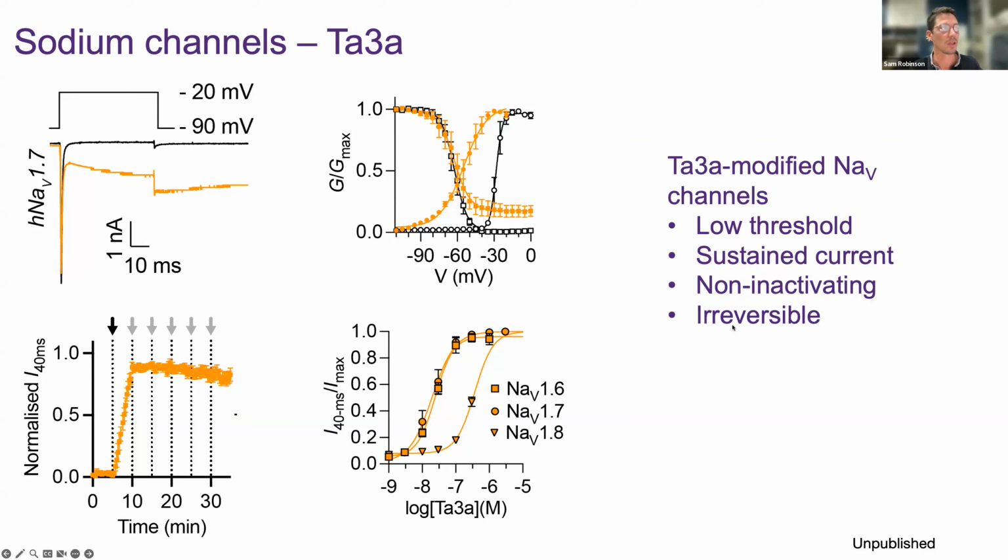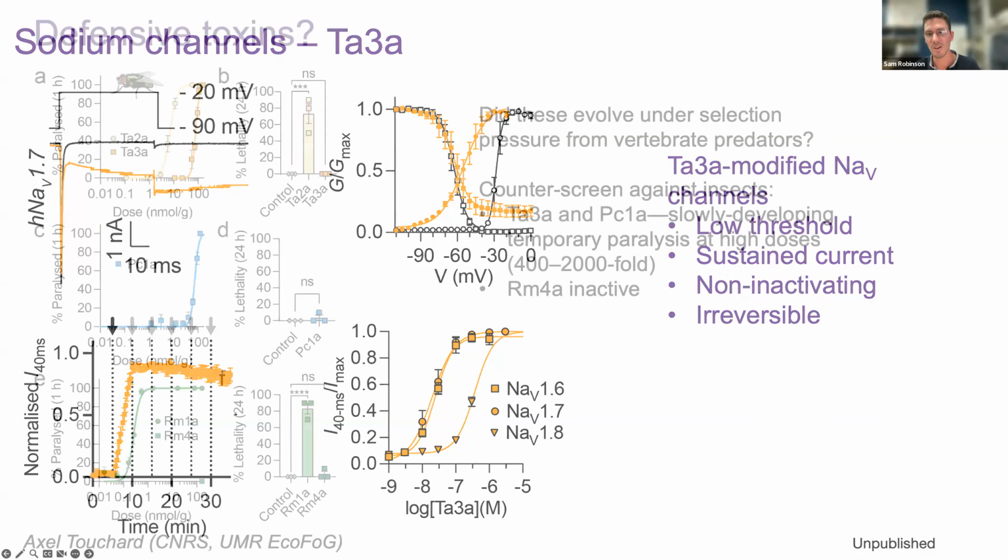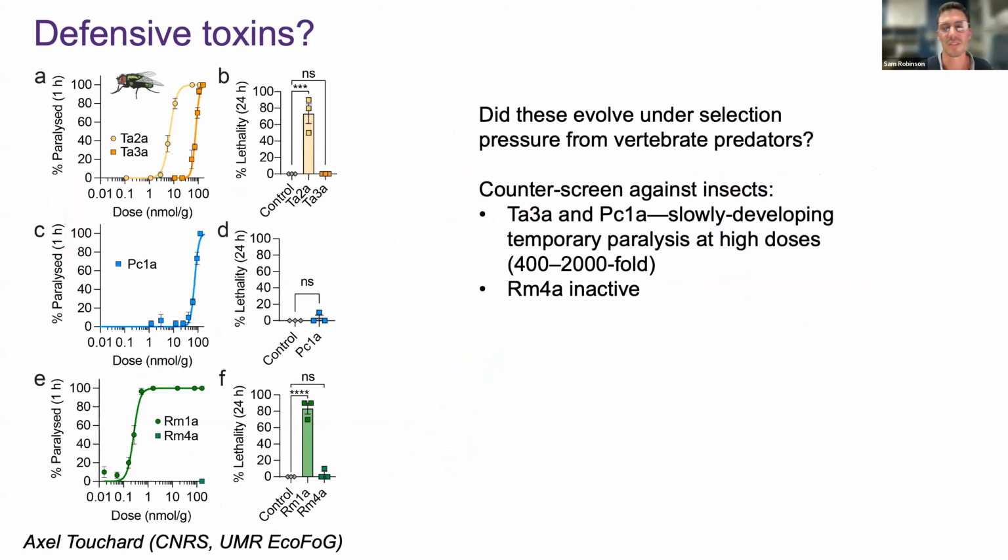A key question here that I'm really interested in, and it may not seem that obvious, is did these toxins actually evolve as defensive toxins, or are we just looking at a side product of a predatory toxin? Because these ants could be using their venom for defense, of course, we know they do that, but they could also be using it for capturing their insect or arthropod prey, paralyzing it and bringing it back to the nest. So I wanted to know, did these evolve under selection pressure from vertebrate predators?